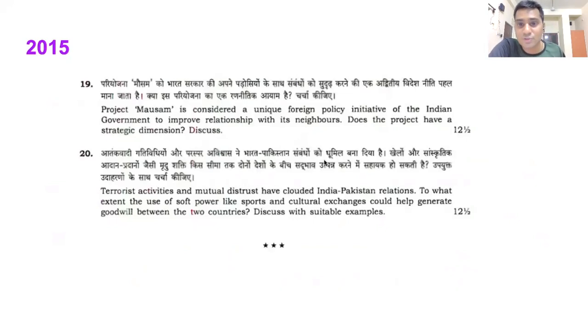Project Mausam is considered a unique foreign policy initiative of the Indian government to improve relationships with neighbors, India and its neighborhood. Look at this, Project Mausam. In 2015, the Government of India launched this and they asked the question. Terrorist activities and mutual distrust have clouded India-Pakistan relations. After the Uri attack and surgical strikes, this question has come.